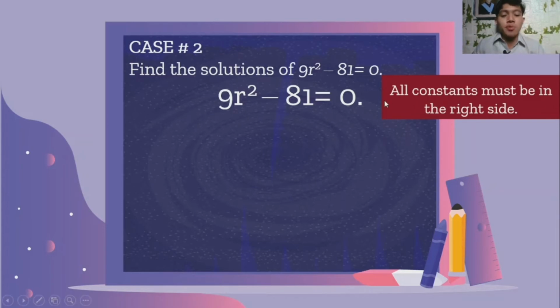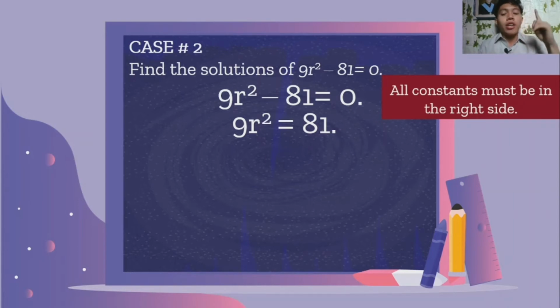So, you will just transpose negative 81 sa right side, magiging positive 81. Always remember, when you transpose a number from side to side, nag-change tayo ng sign. Okay? Kaya yung negative magiging positive. Yung positive magiging negative. Okay? So, sa given natin, negative 81, transpose na, nilipat natin sa kabila, naging positive 81. So, we have 9r squared is equal to 81. Para na siyang kagaya nung case number 1.